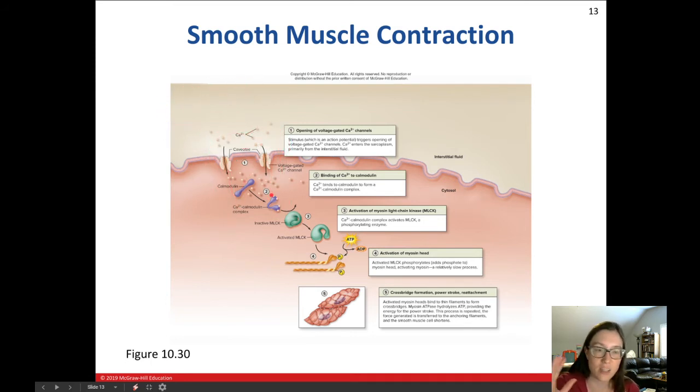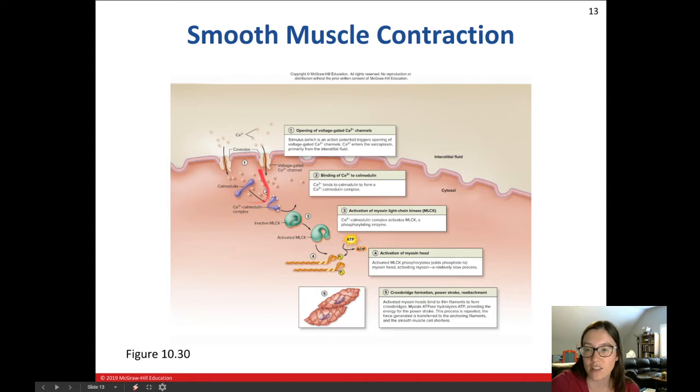So once again, calcium is really important. But we didn't have to go through nearly as many steps to get calcium into the cell. This is the first step with smooth muscle. It seems a little bit simpler. So calcium enters the cell.